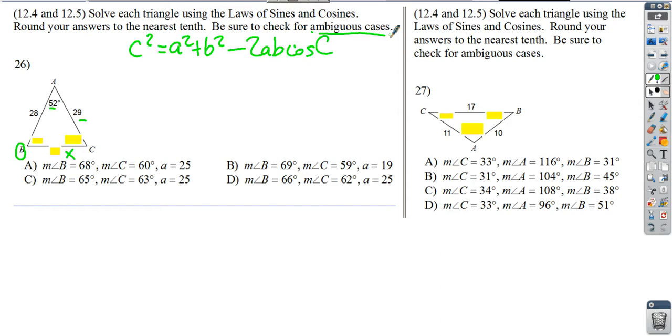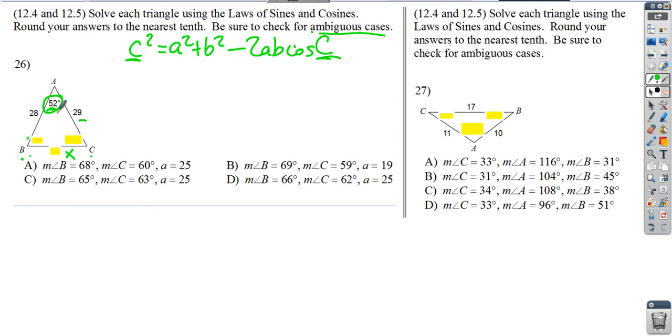By the way, the angle they give you is always opposite to that side. So even though I used C here, the angle they actually gave us was 52. Don't be confused by those letters. The C in this equation is not going to be the same as this angle C. That's just how we normally set it up.